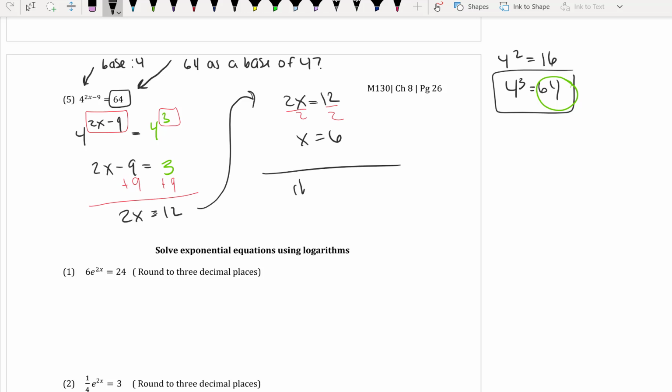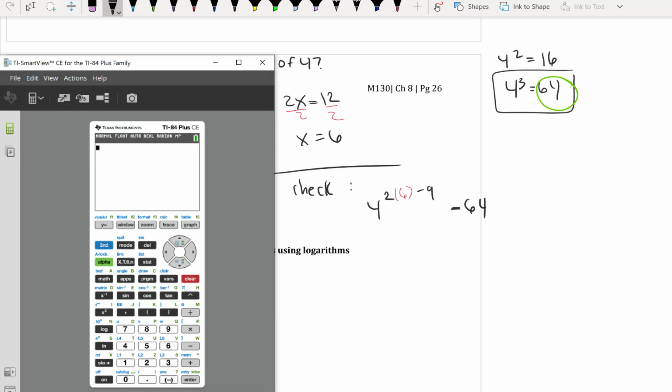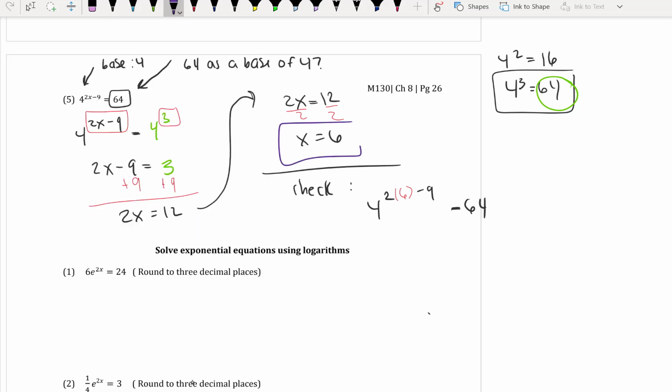And if we check it, we are checking that 4 to the power of 2 times 6 minus 9 is equal to that 64 value. So does 4 to the power of 2 times 6 minus 9 equal 64? It does. So I know that x is equal to 6 is a good answer, and I have already checked it, so that's what my final answer is going to be.